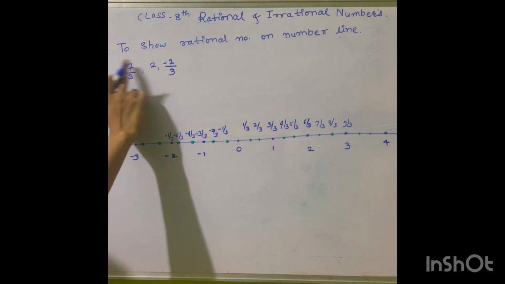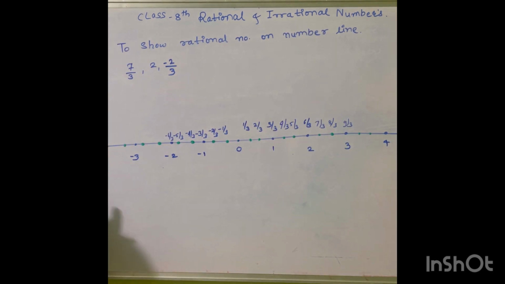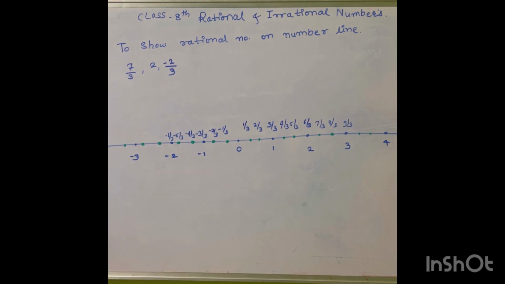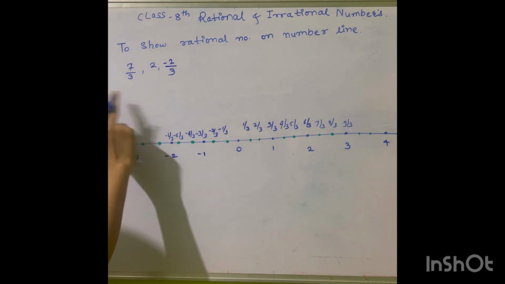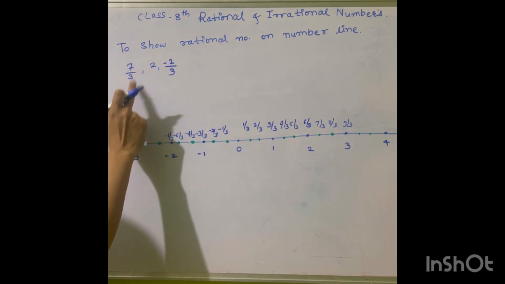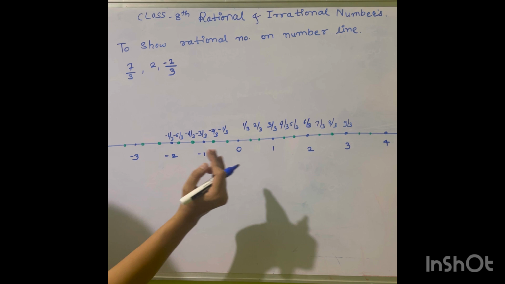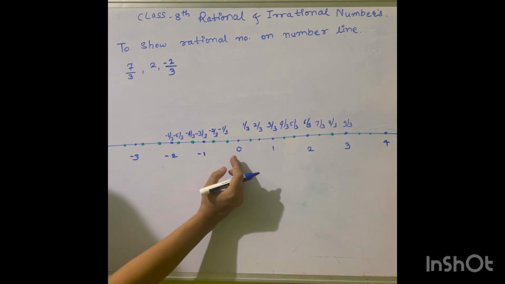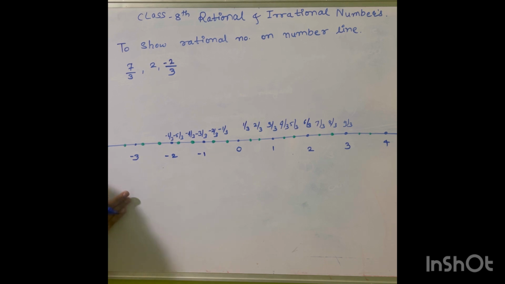Let's see how to show a rational number on a number line. Suppose I have drawn this number line here. I am explaining on the board. If you are writing in your book, you can use a scale. Let's see how to show the rational numbers 7 by 3 and -2 by 3. From 0, the right hand side has positive and the left hand side has negative numbers.